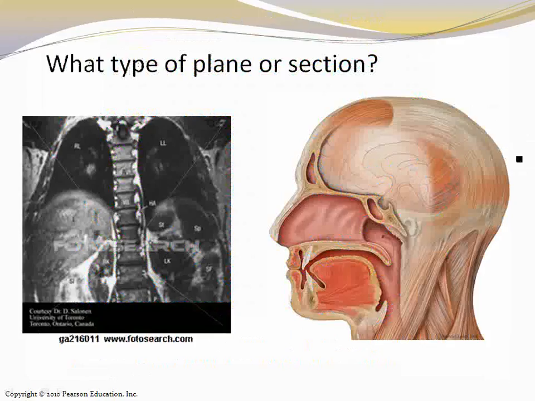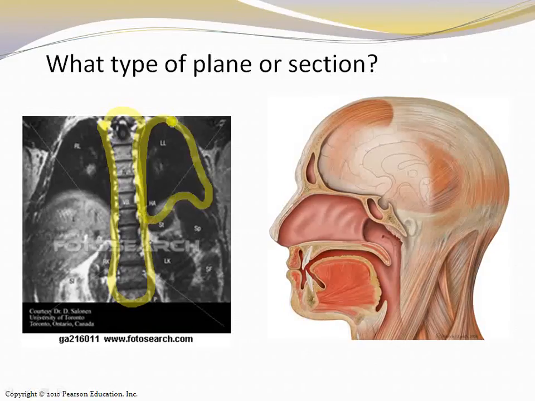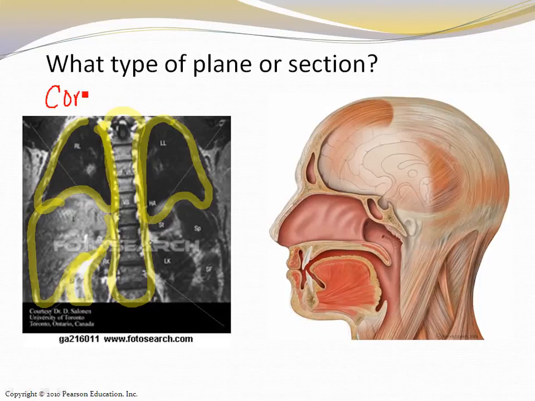Okay. And let's see, what about this one over here? This one's easy. You can recognize there's your vertebral column, your backbone. There's the left lung, there's the right lung, the liver. Here's a part of the small intestine. So based on the way those things are oriented, pretty easy to tell that that is a coronal section through the body. This one, you're looking at a side view of the head.